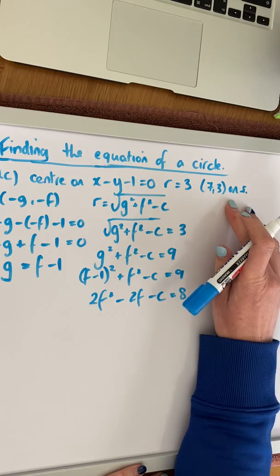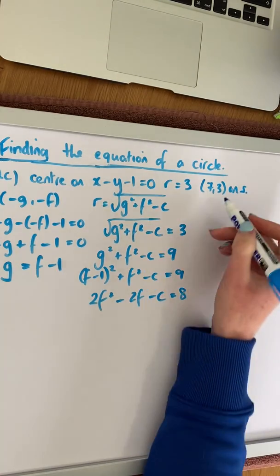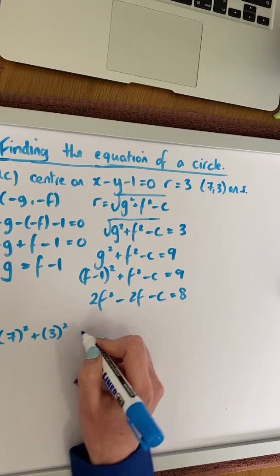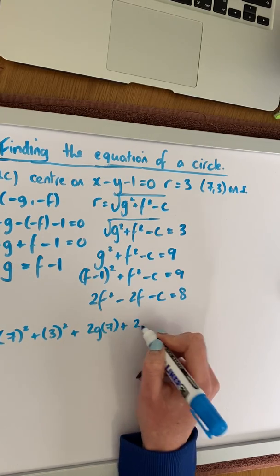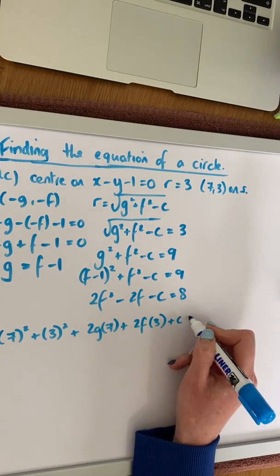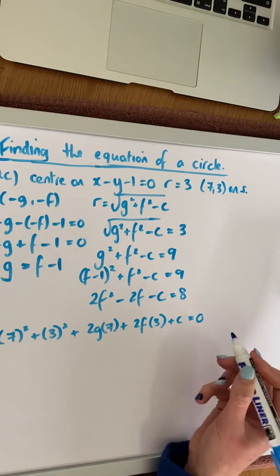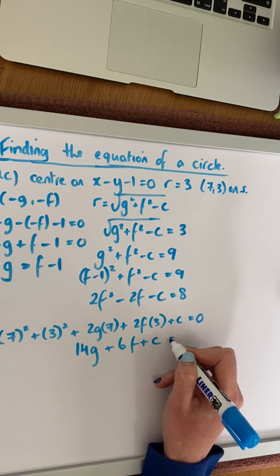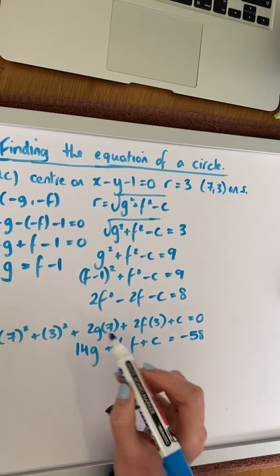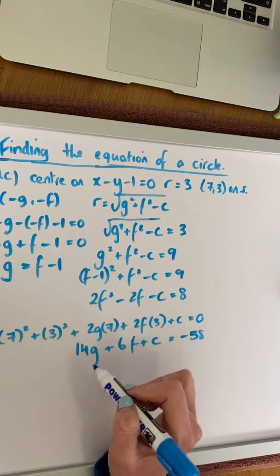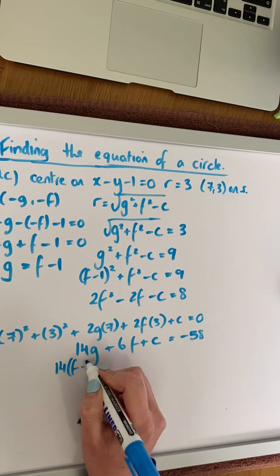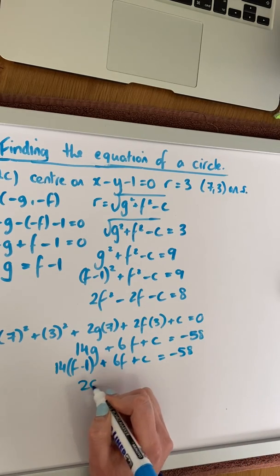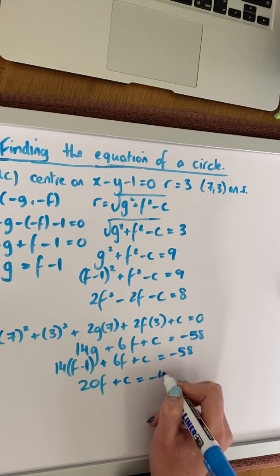The third equation needs to come from the fact that the point 7,3 is on the circle. So remember, if this point is on the circle, then it satisfies the equation of the circle, which is x squared plus y squared plus 2g times x plus 2f times y plus c is equal to 0. And tidying up this information, multiplying it out, we get 14g plus 6f plus c is equal to minus 58. Now again, we can get rid of one of the variables by replacing the g with f minus 1. So we have 14 times (f minus 1) plus 6f plus c is equal to minus 58, leaving us with the equation 20f plus c is equal to minus 44.